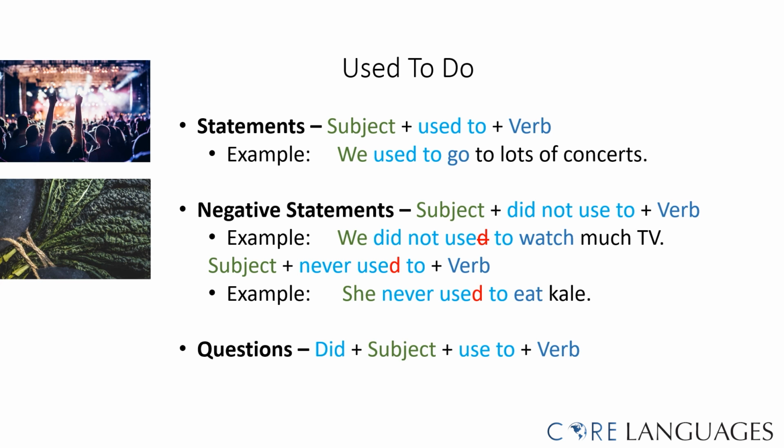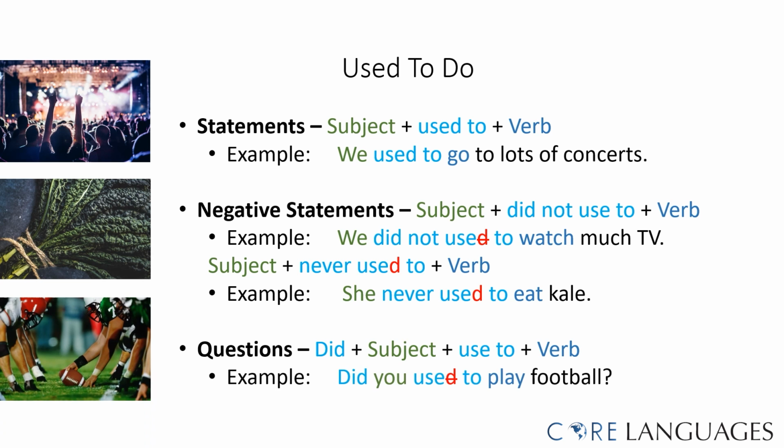We can also form questions with used to do. The word order is did, subject, use to without the letter D, and the verb. For example, did you use to play football?